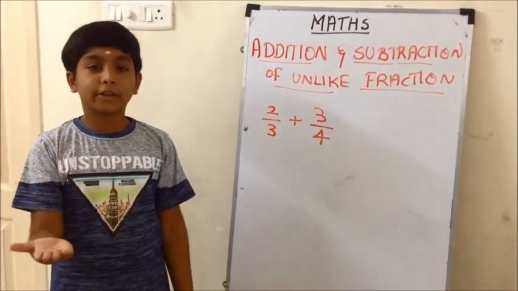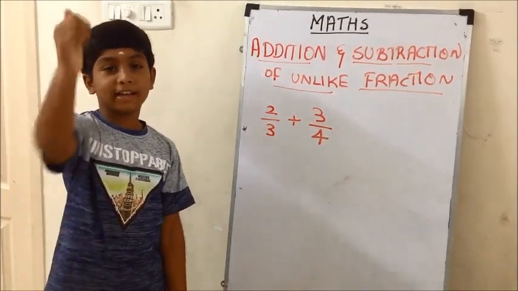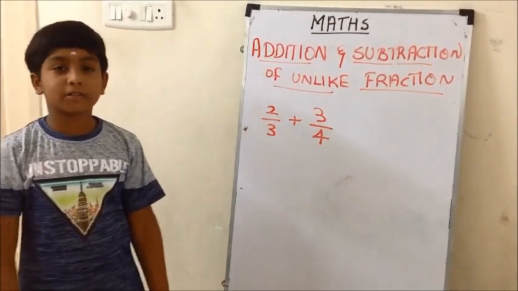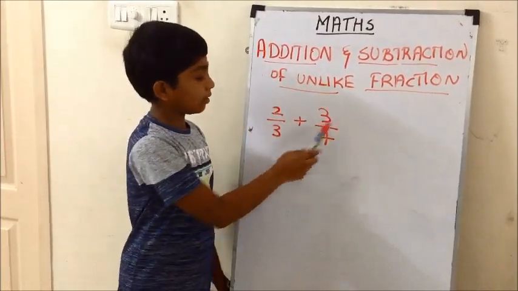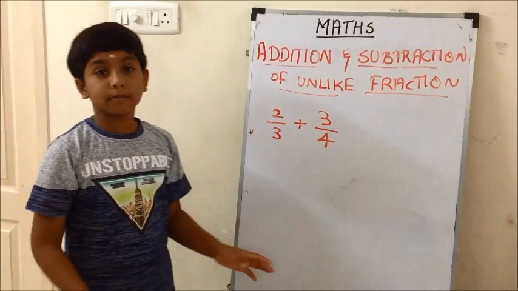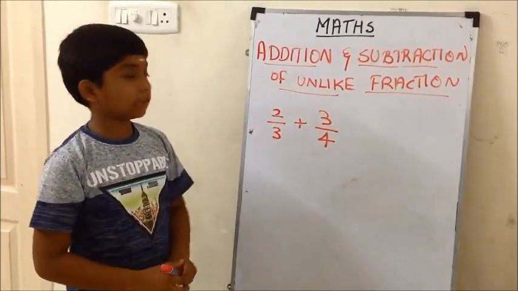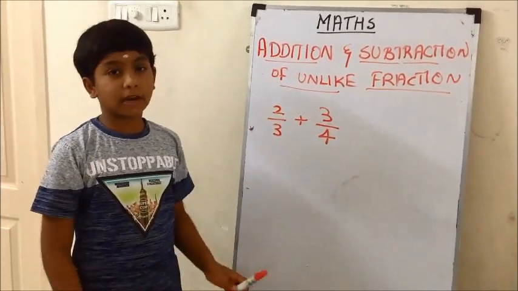As a friend, you can observe with me. If you are ready, let's start. The first question is, we need to add these two fractions: 2 by 3 plus 3 by 4. The first step is, first we need to change the unlike fraction into like fraction.